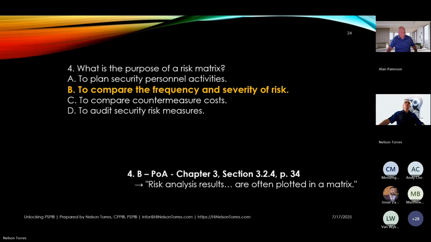Next. What is the purpose of a risk matrix? The purpose of a risk matrix is to compare the frequency and severity of risk. POA says risk analysis results are often plotted in a matrix.